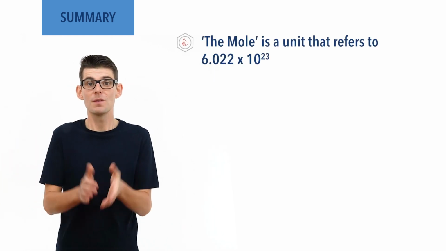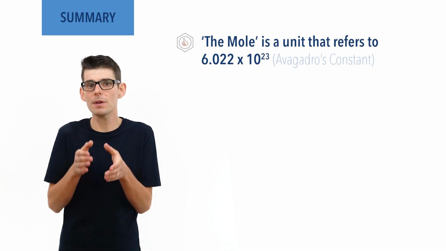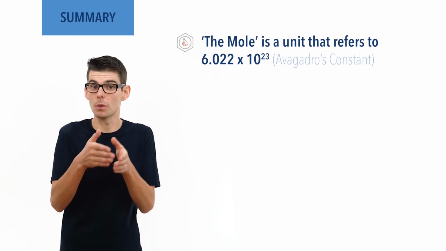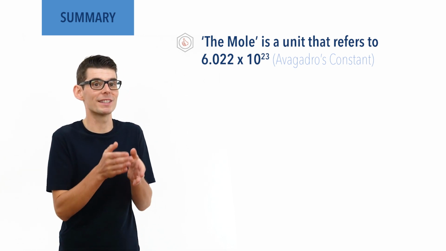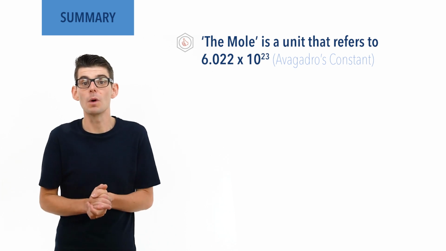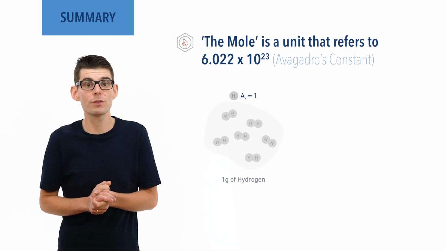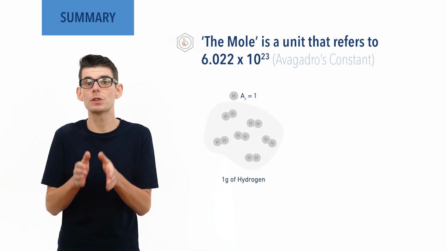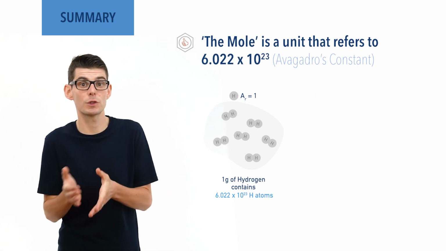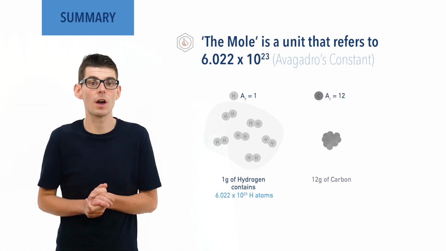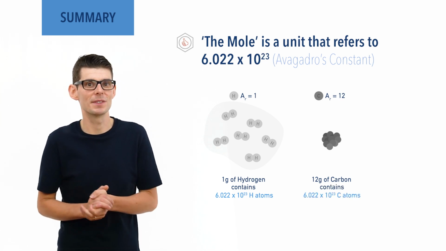The value 1 mole refers to is known as Avogadro's constant and comes from the number of atoms of an element present in a sample of the element that has the same mass value in grams as the element's relative atomic mass. For example, hydrogen has a relative atomic mass of 1, meaning in 1 gram's worth of hydrogen, there are 6.022 times 10 to the 23 hydrogen atoms. Carbon has a relative atomic mass of 12, meaning in 12 grams worth of carbon, there are 6.022 times 10 to the 23 carbon atoms.